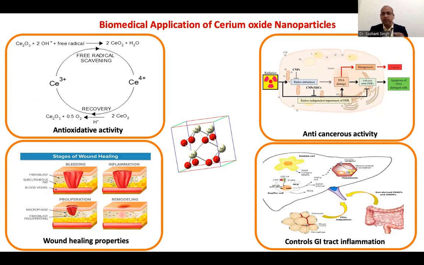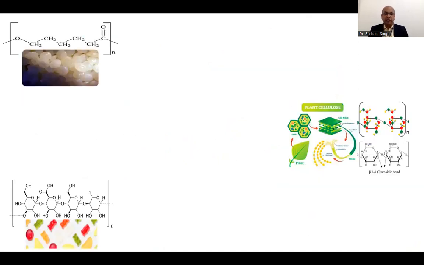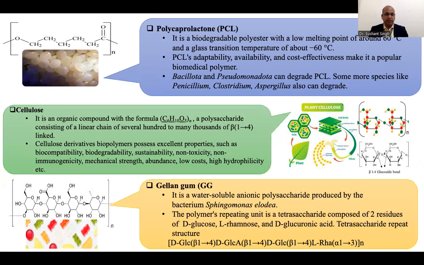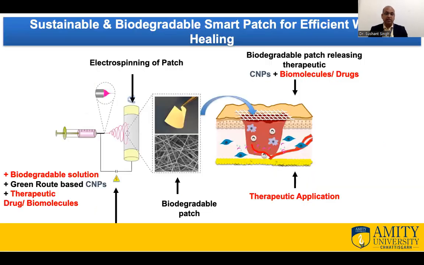And we have been generating lots and lots of data in this particular direction. So this is our work design layout, where we are using rice husk material with cellulosic blend, and we are using drug and bioactive component using electrospinning technique to create a biodegradable and sustainable mat for our application. These are the three different polymeric materials which we have been using for our synthesis, and this is the exact protocol which we have optimized, and we're generating close to 60% of cellulosic material from this rice husk waste.